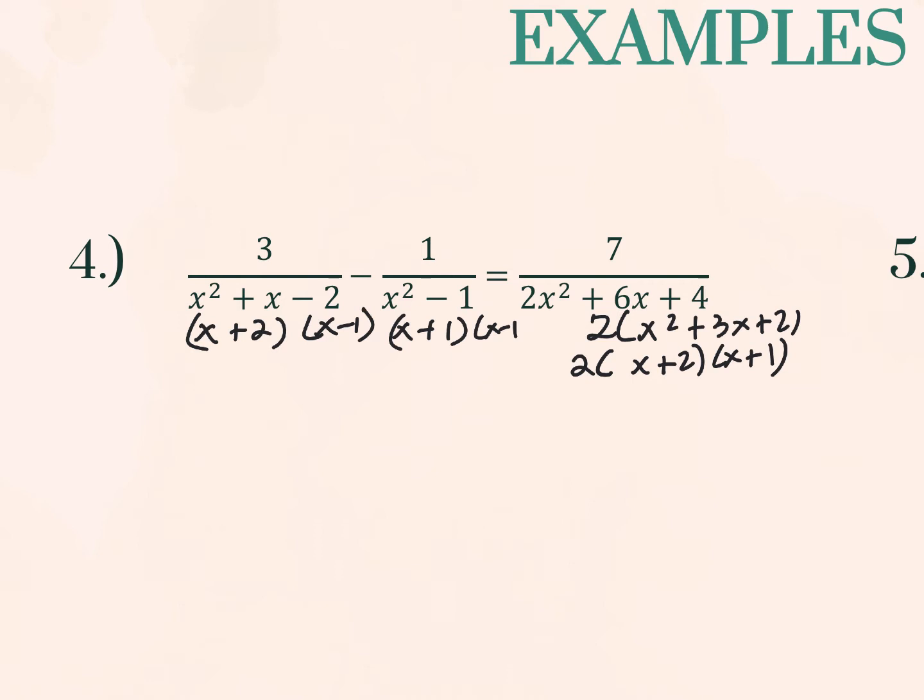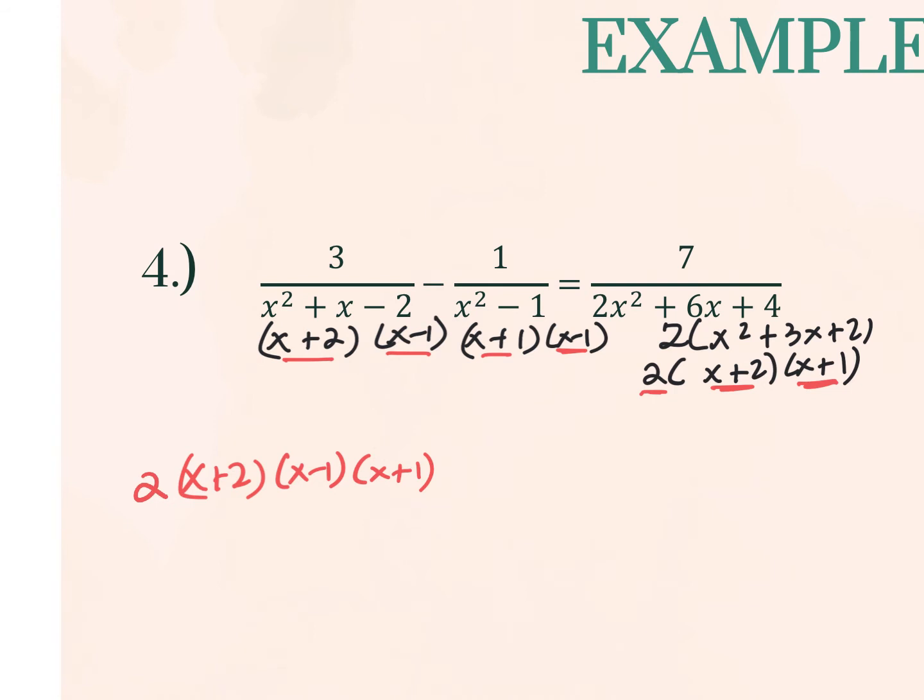Now remember, your LCD has to represent everything. So far I'm going to include x plus 2 and x minus 1. I've already got the x minus 1, so I don't have to repeat that, but I need to add in the x plus 1 to it. And then for the last one, I've already got the x plus 2, the x plus 1. Only thing I need to add to the LCD is the 2. So this is my LCD, this long thing here.